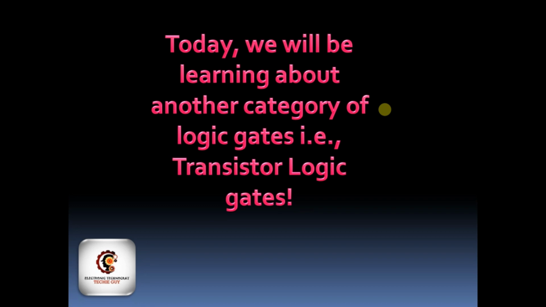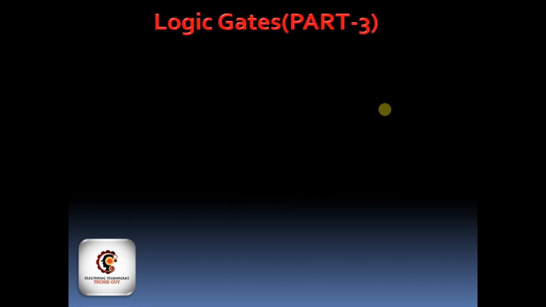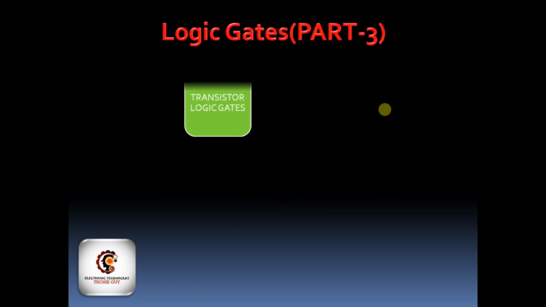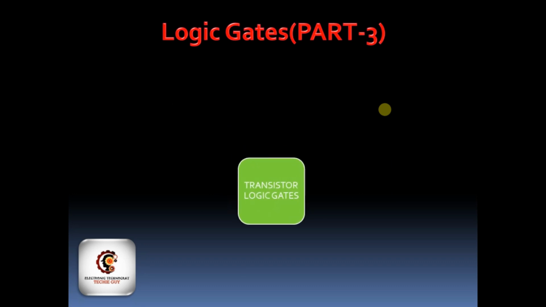The first one is the OR gate. And the second one is the AND gate. That means you have watched our video. Thank you very much. So today we will be talking about transistor logic gates. This will be part number 3 of the logic gates, and we are talking about transistor logic gates.